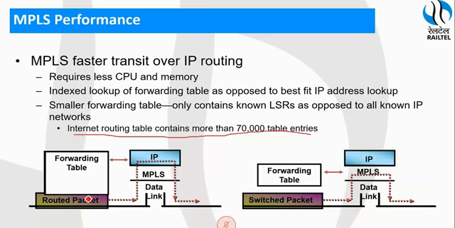A routed packet goes through the layer 3 format, that is, the IP lookup, but a switched packet moves through MPLS. That is how the performance gets enhanced, because it is no longer a routed packet that always has to go for the best-fit IP address lookup, but a switched packet in the core which can work on the forwarding table, which is smaller. The size of the forwarding table is smaller in MPLS technology, and as a result it is faster and requires less CPU, less memory and less transit time. So that was all on MPLS performance.